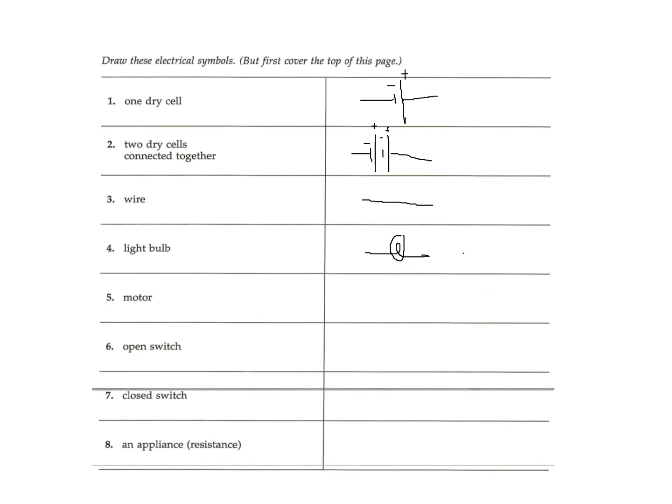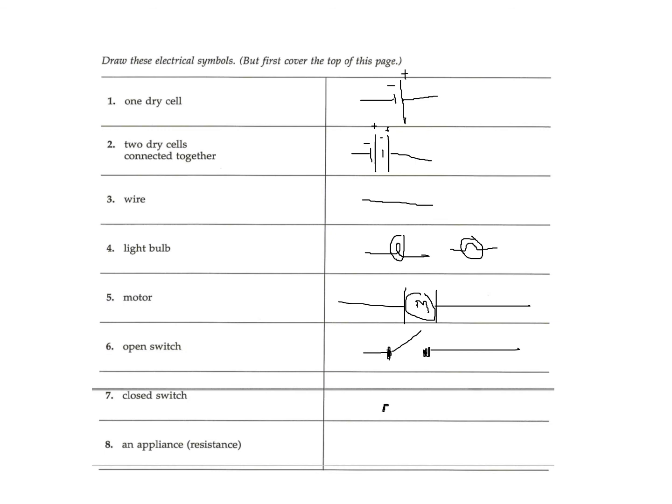Sometimes there are some different variations. You might have a light bulb like that. Different versions of the light bulb are available, but this is one. Motor: you draw a circle, you write M, you put a line this side, a line that side, and two lines like that. Open switch: you draw two lines with two dots like this, and then you draw a line like that. That's open.